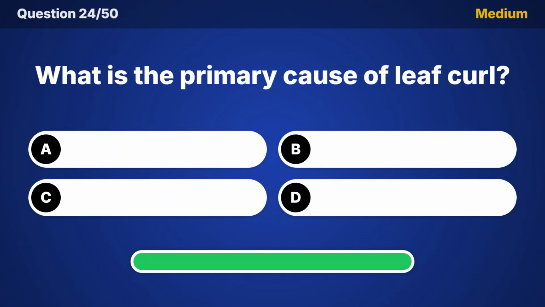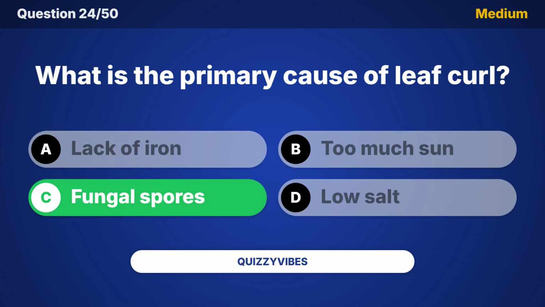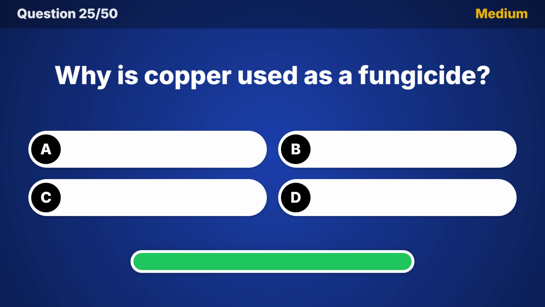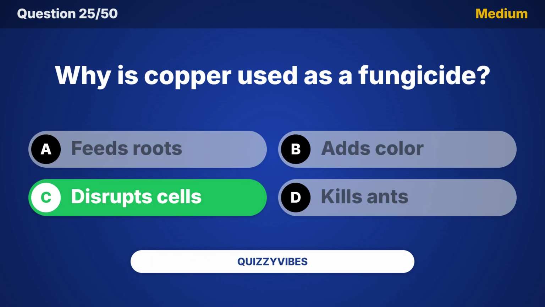What is the primary cause of leaf curl? The correct choice is fungal spores. Why is copper used as a fungicide? The answer is disrupt cells.